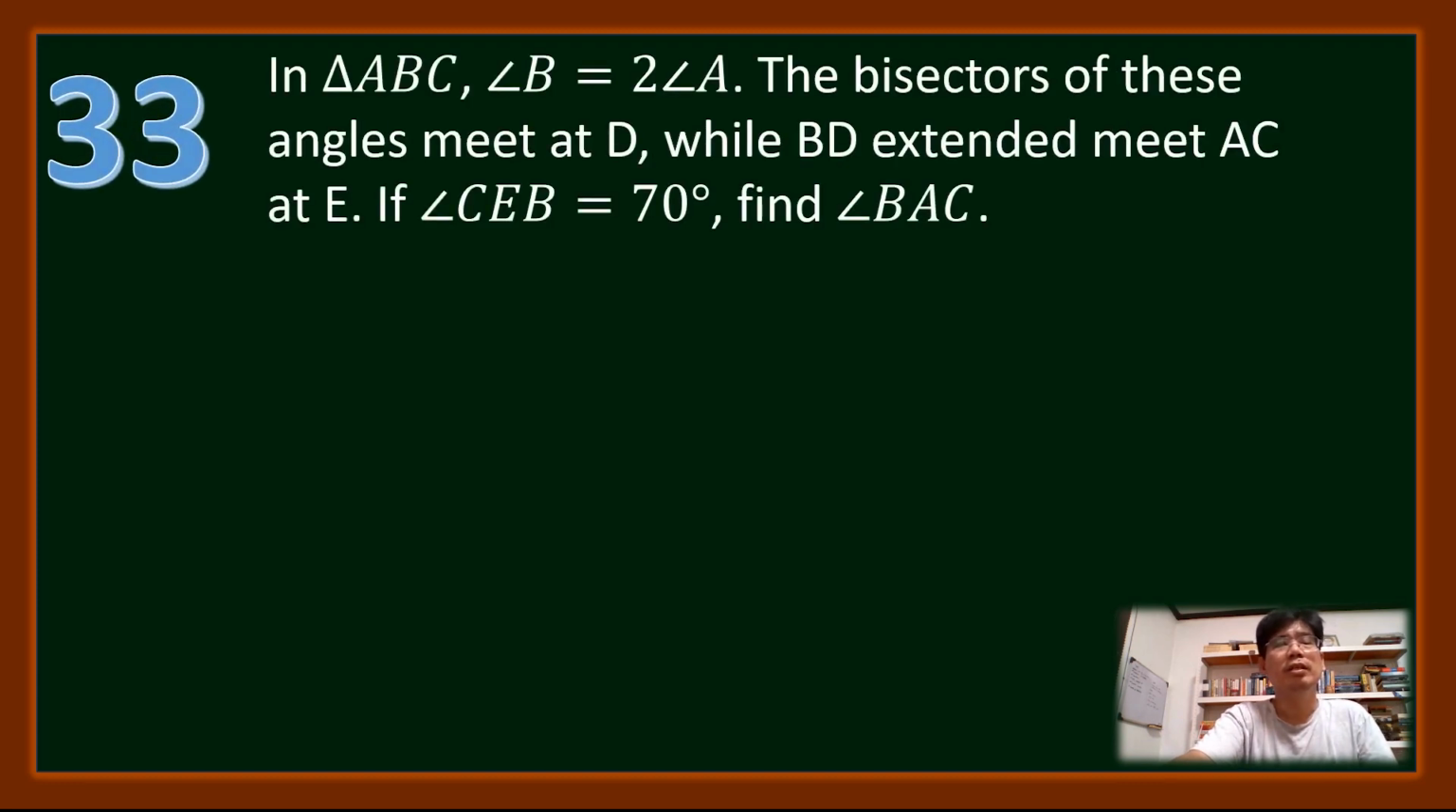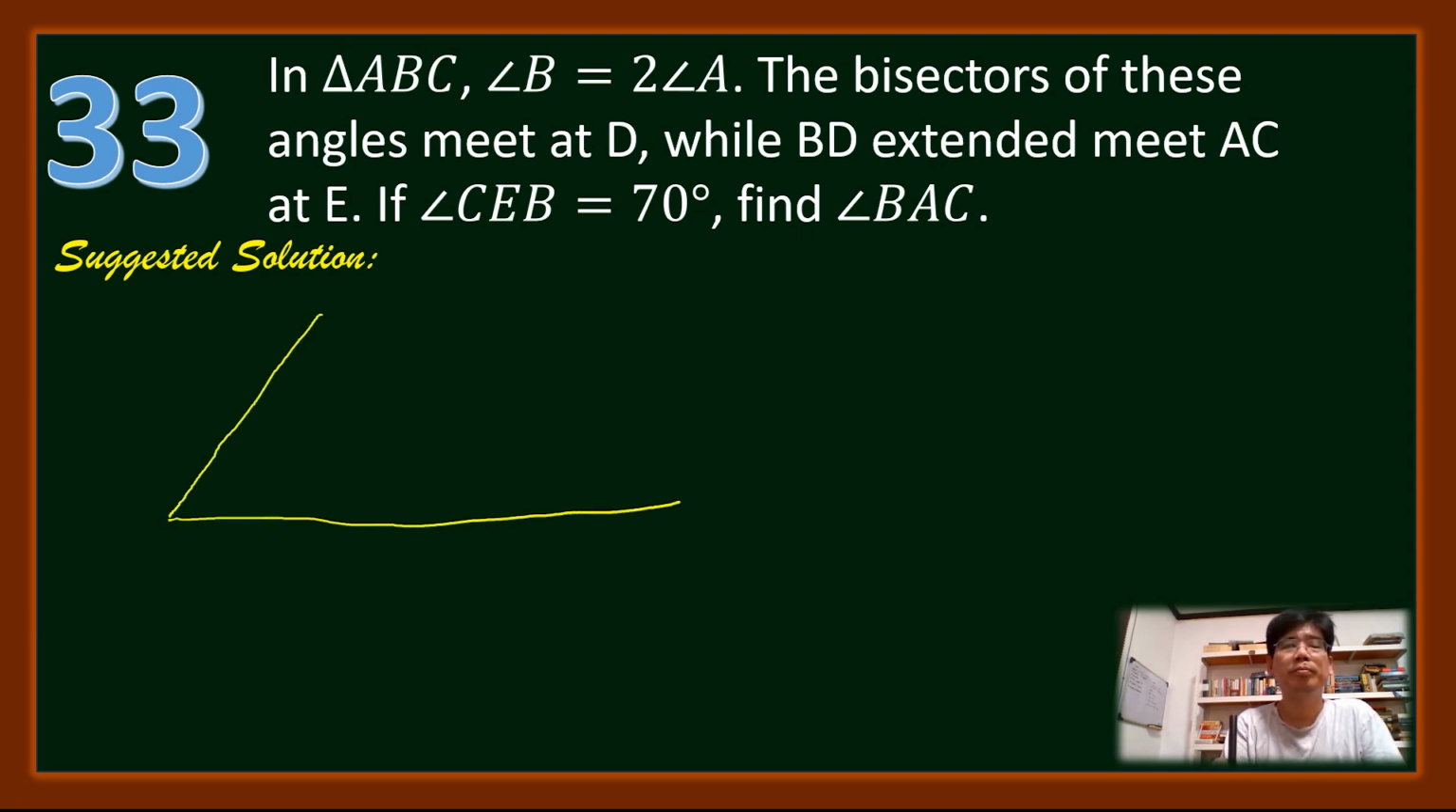Number 33. In triangle ABC, the measure of angle B equals twice the measure of angle A. The bisectors of these angles meet at point D, while BD extended meets AC at E. If the measure of angle CEB equals 70 degrees, find the measure of angle BAC. For our suggested solution, let us illustrate triangle ABC as described in the problem. So we have triangle ABC, although this drawing is not drawn to scale.